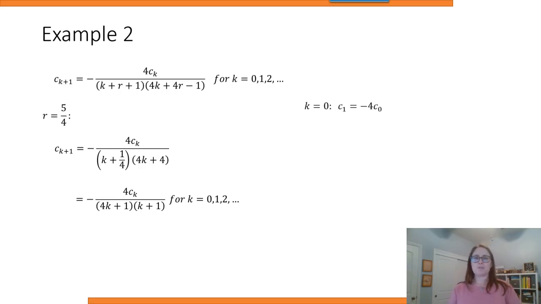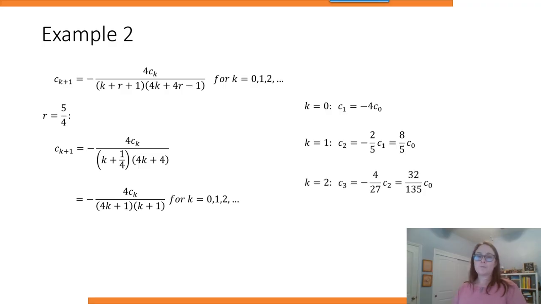Okay, just like before, I'll start with k equals 0. And plugging in 0 to this recursive relation, I get c1 equals negative 4c naught. Plugging in k equals 1, I get c2 equals negative 2/5 c1. Multiplying that by what we found for c1 above, I get 8/5 c naught. And I'll go one more term with k equals 2. I get c3 equals negative 4 over 27 c2. And then plugging in the 8/5 c naught for c2, I get 32 over 135 c naught.